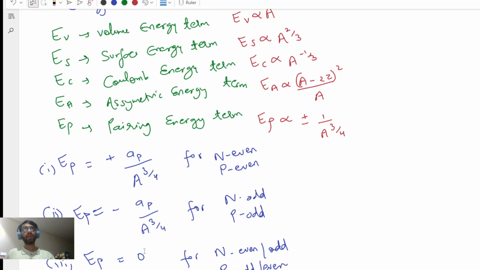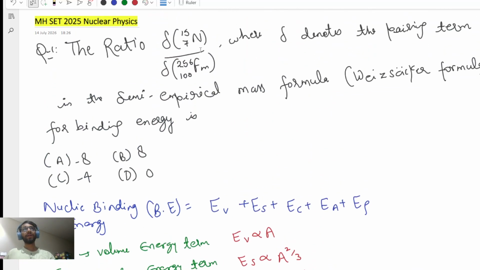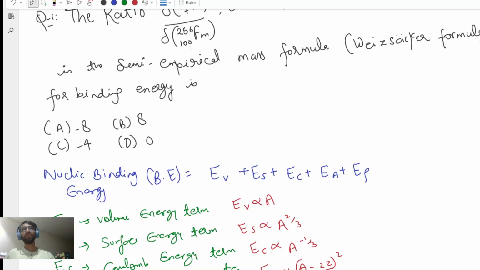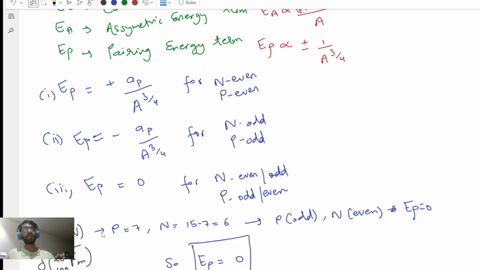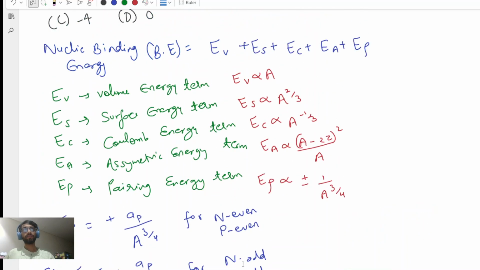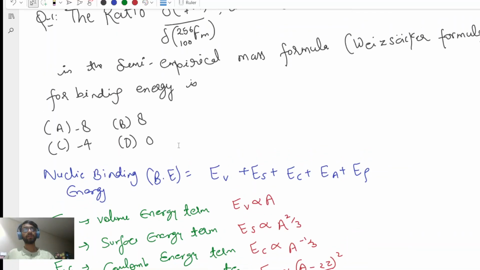In our question, it is given nitrogen-15, with Z equals 7. So 7 is the proton, then 8 is the number of neutrons. One is even, one is odd. So E_P equals 0. The numerator is 0, so we don't care about the denominator. The energy term for pairing is 0. So the answer is 0.